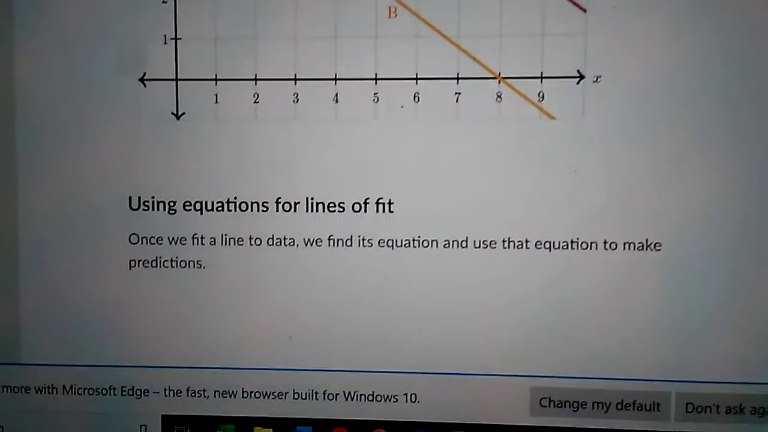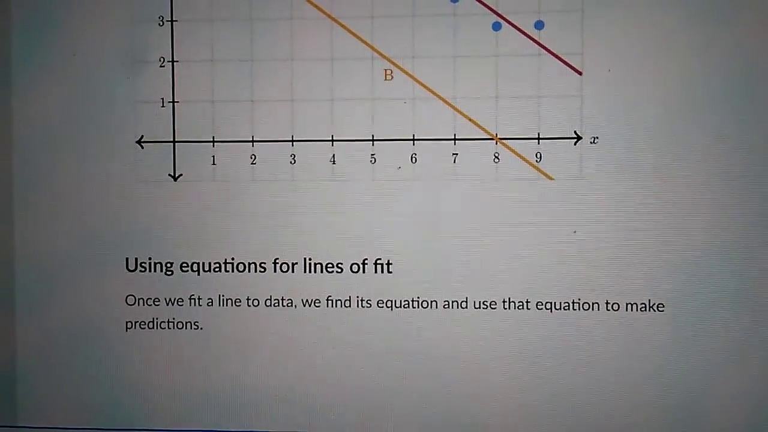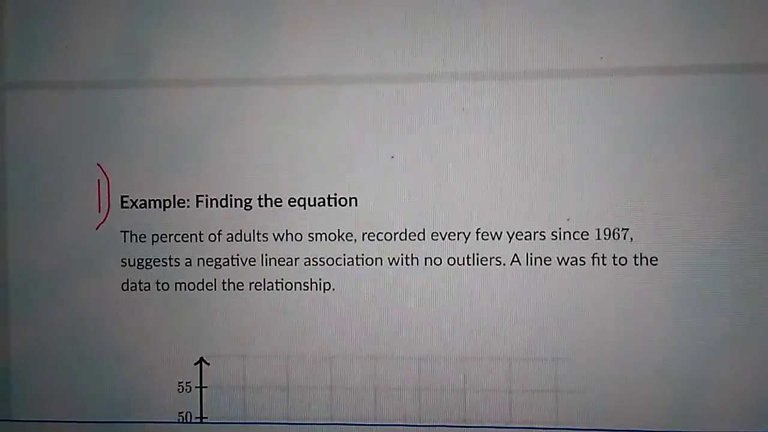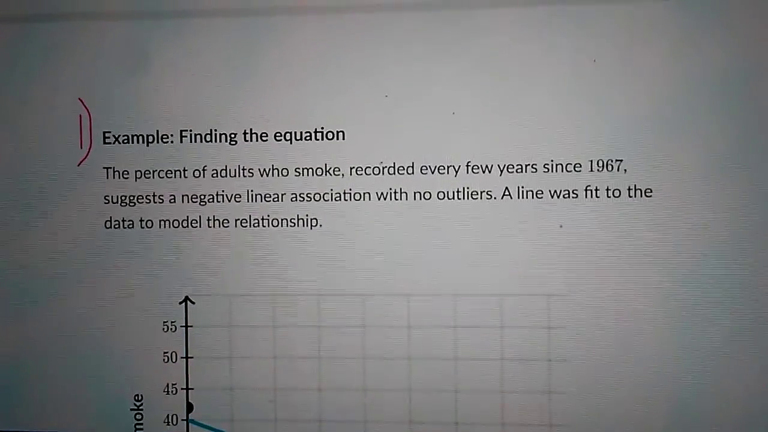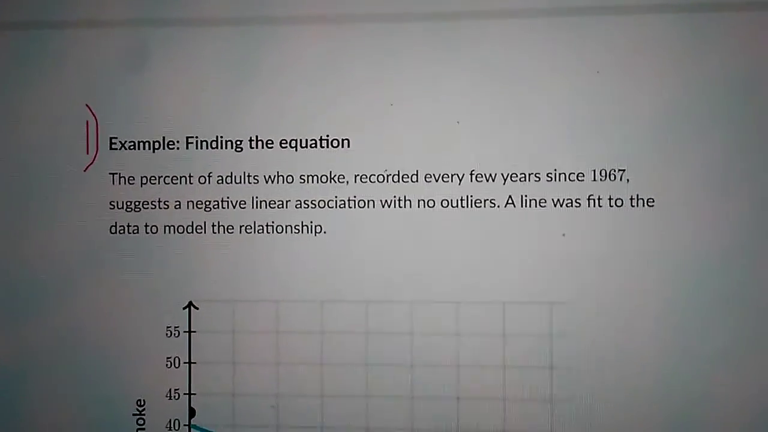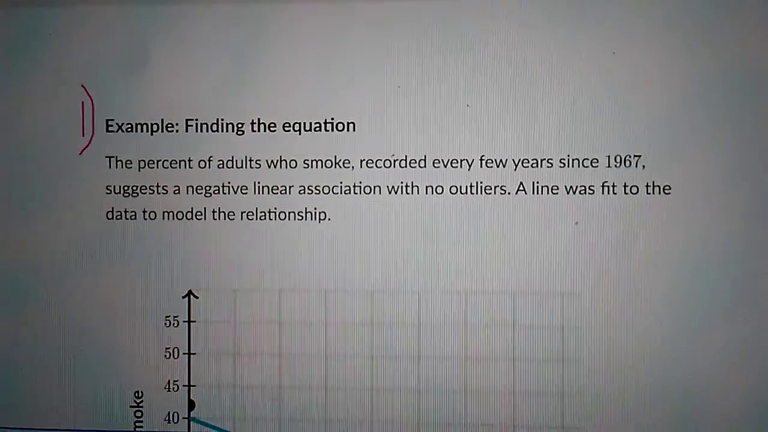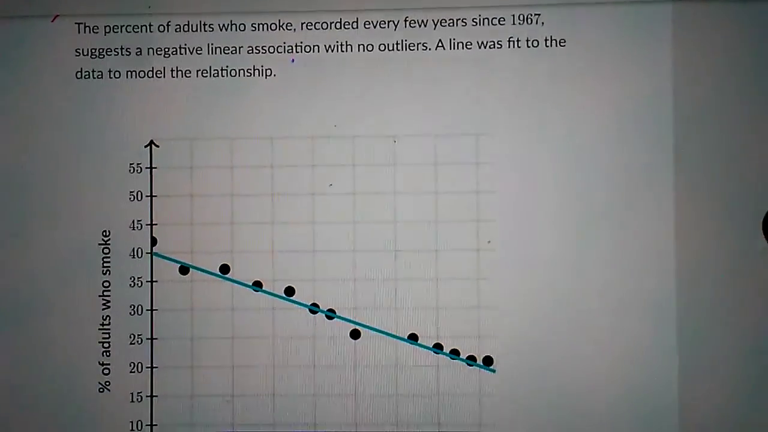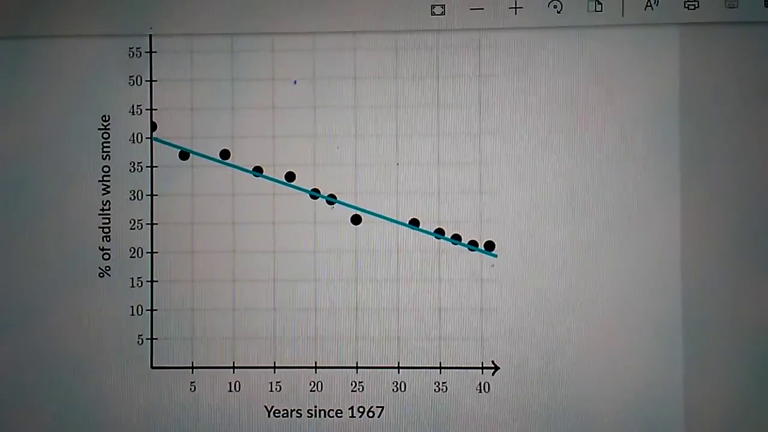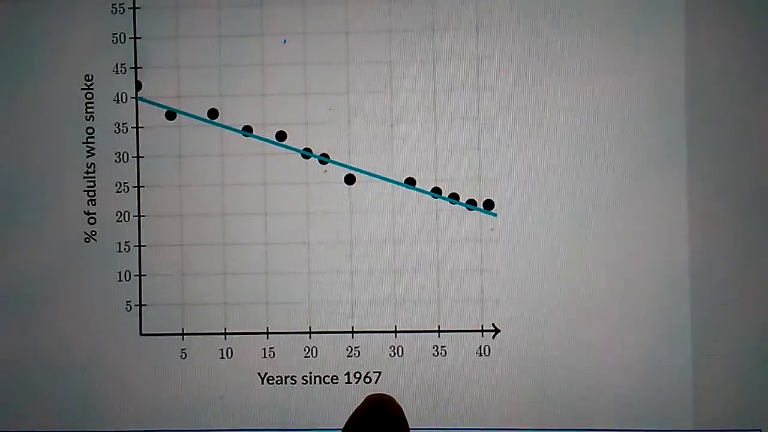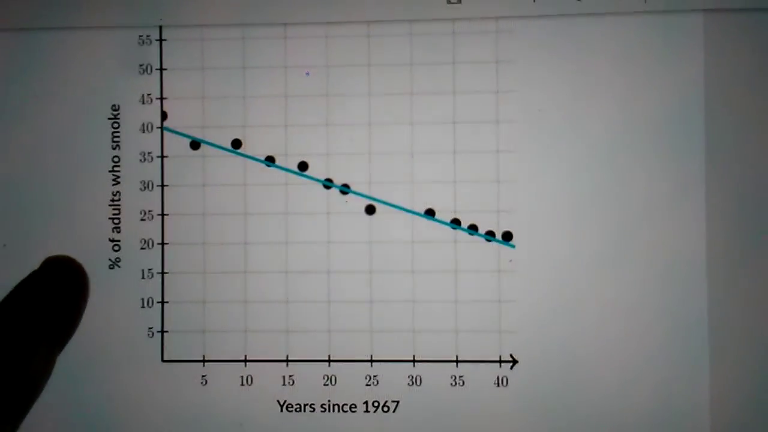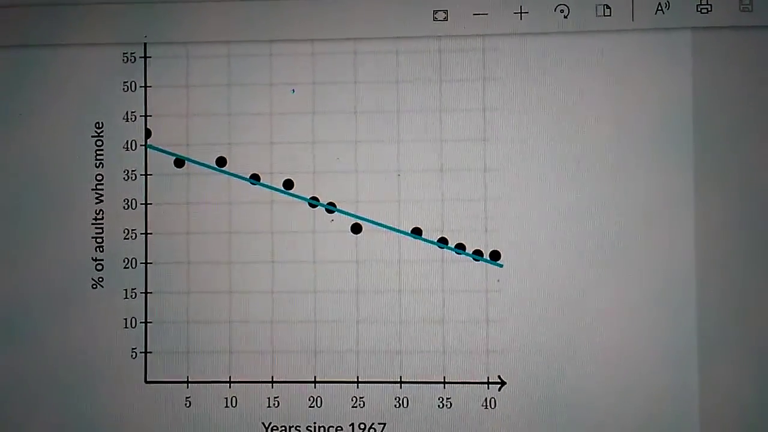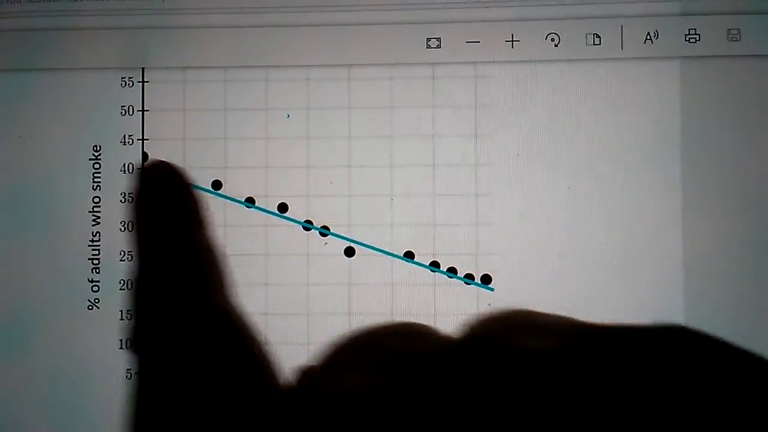Using equations for lines of fit. Once we fit a line to data, we find its equation and use that equation to make predictions. Example: the percent of adults who smoke, recorded every few years since 1967, suggests a negative linear association with no outliers. A line was fit to the data to model the relationship. So you can see that my X values right here are the years since 1967, and the Y values are the percent of adults who smoke. And you can see that the line is going down. That is called a negative correlation. It is going in a downward negative direction.